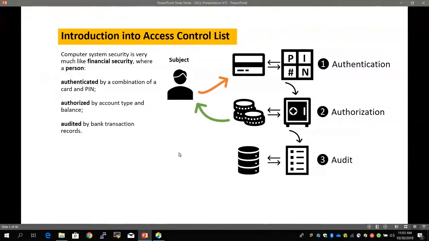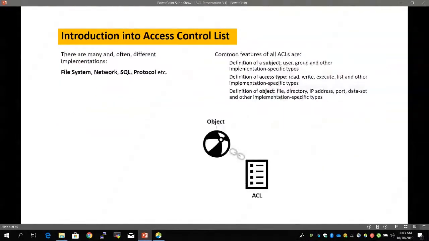So access control lists are an implementation of access control, and there are different other methods of access control implementation on computer systems, but ACLs at this point in time are more developed and diverse. They are applied on many different systems, from file systems, network, SQL database, and a variety of protocols.